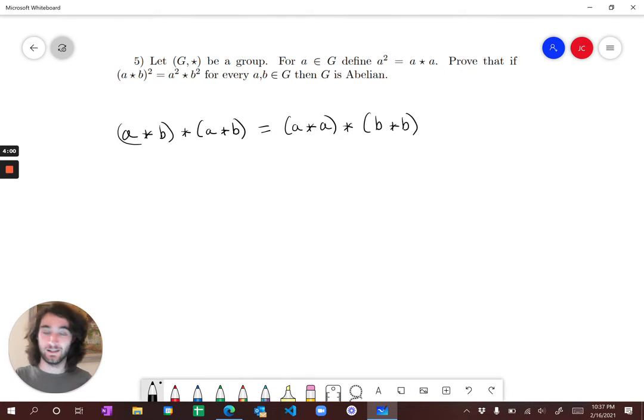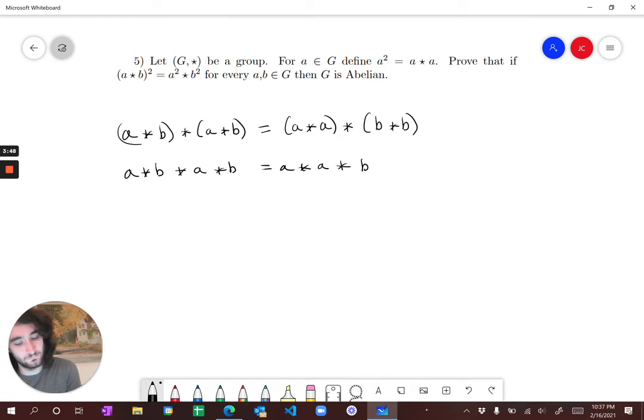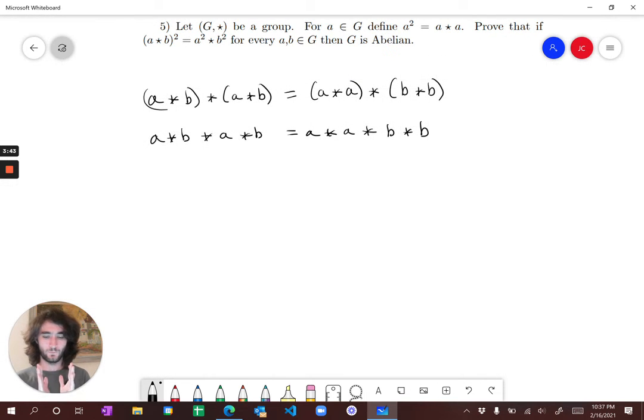And then, as I like to say, since we're in a group with associativity, there's no point to writing parentheses. We might as well just write this. Okay, so why does this mean that it is abelian?